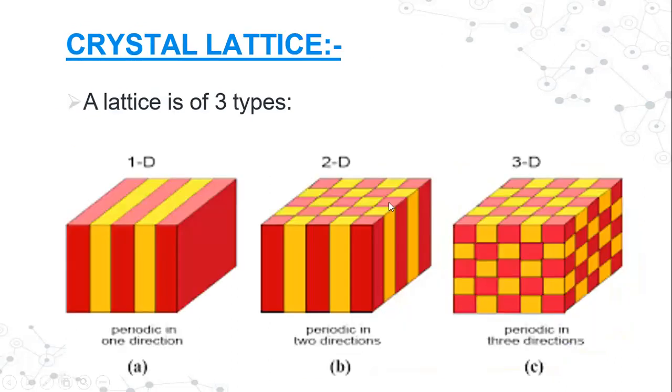Next, this crystal lattice is of three types. The first one is the 1D, one-dimensional element. The second one is the two-dimensional, 2D, and the third one is the three-dimensional, 3D. The first one is periodic in one direction only, the second one is periodic in two directions, and the last one is periodic in three directions.